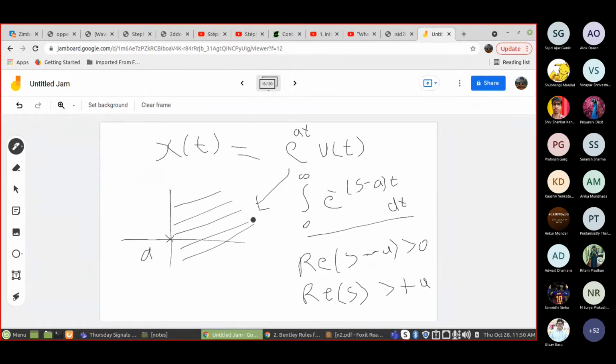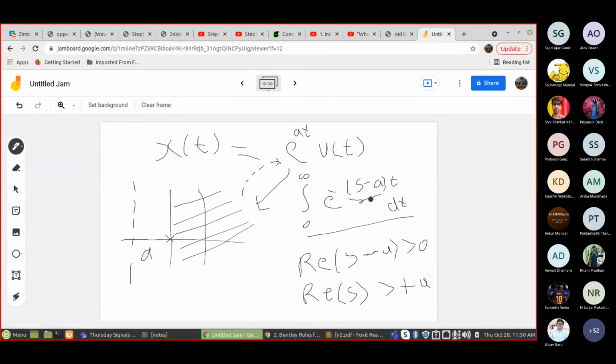And going from this direction to this direction, why does this ROC imply causality? This ROC implies that if I take any s whose real part is bigger than a, my integral is converging. If I take something whose real part is less than a, then since this does not belong to ROC, my integral diverges in this region. But it converges in this.